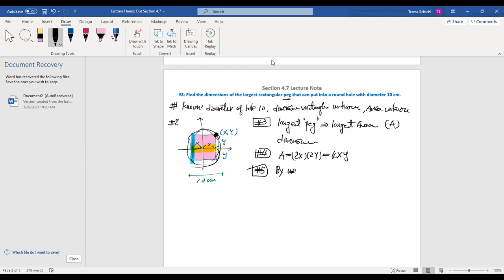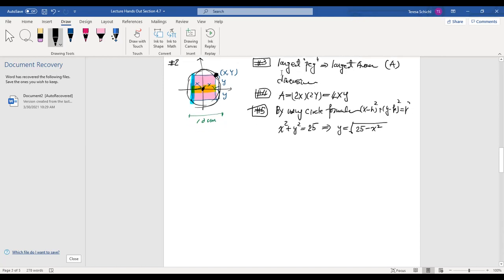By using the circle formula, because any point on the circle satisfies it: the formula for the circle is (x minus h) squared plus (y minus k) squared equals r squared, where h and k are the center. Right now the center is at 0, so x squared plus y squared equals r squared. The diameter is 10, so the radius is 5, and 5 squared is 25. Now I can change y to the square root of 25 minus x squared. Okay, it's not too bad. So now my area here is 4xy.